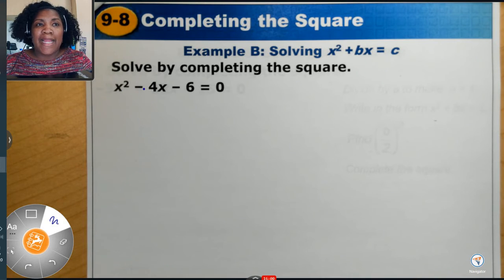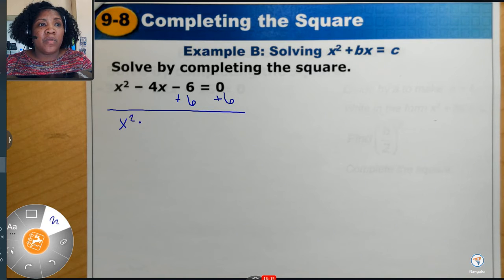First step. I need to get this 6 out of the way so that I can complete the square into something that I know will work. So first thing, I'm going to add 6 on both sides. And so now my equation is x squared minus 4x is equal to 6. And I left space because I need to complete my square.